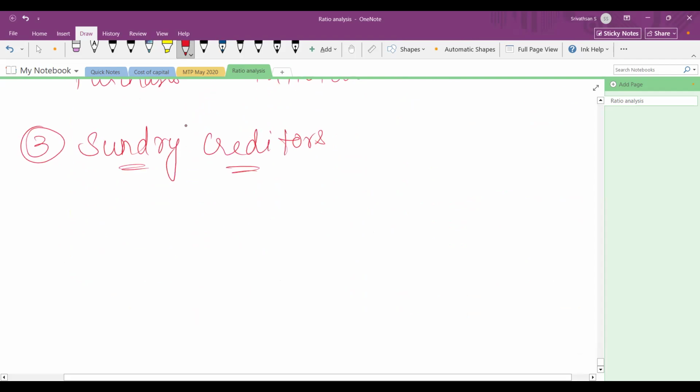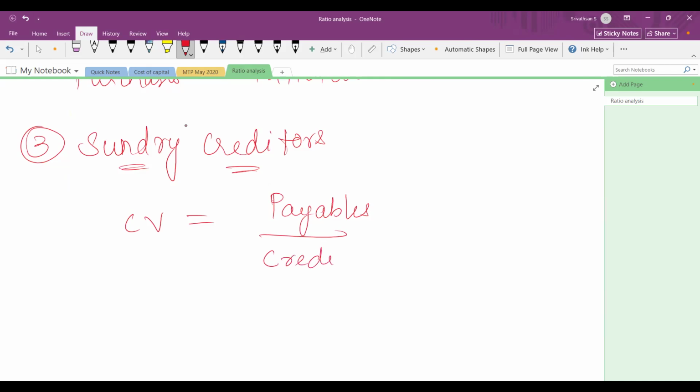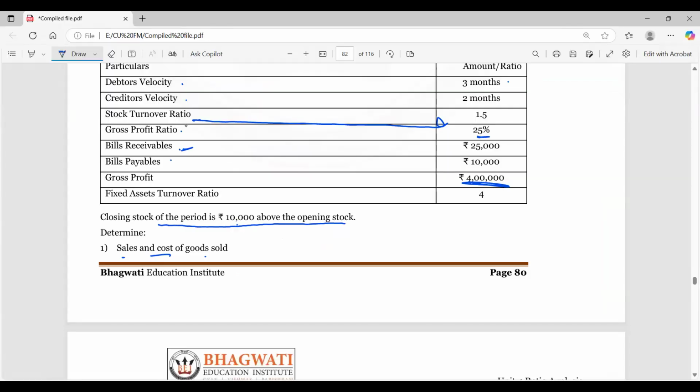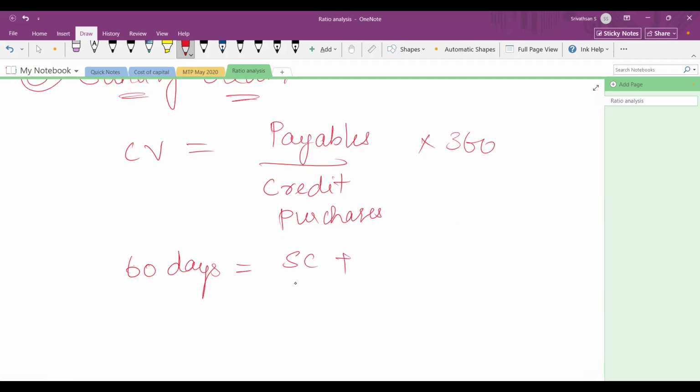Sundry creditors. So creditors velocity is equal to payables divided by credit purchases into 360. Creditors velocity is 60 days, equal to payables, which includes sundry creditors plus bills payable. Sundry creditors plus bills payable is how much? 10,000. Credit purchases 12,10,000 into 360.